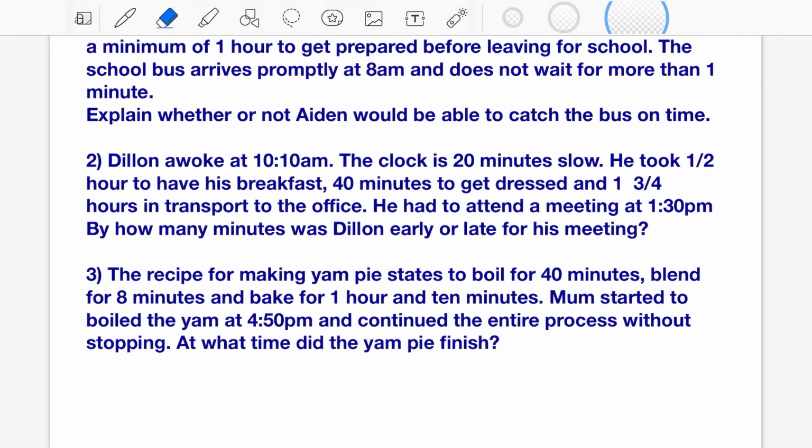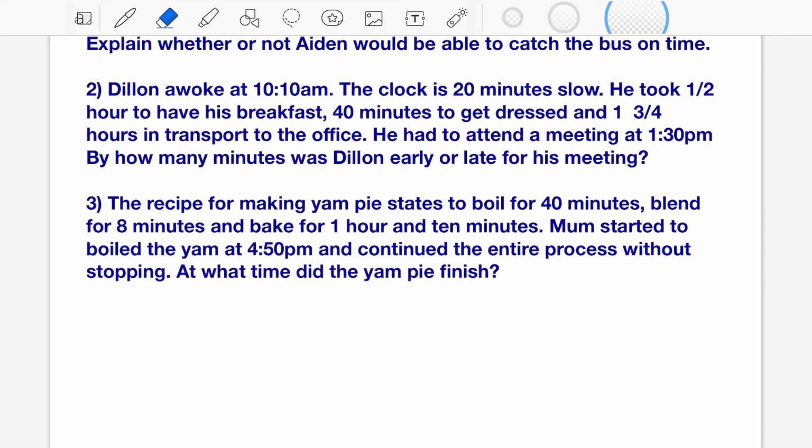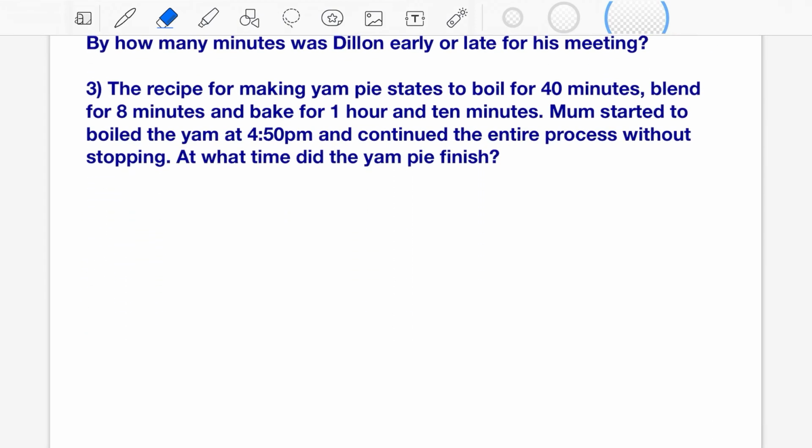So let's look at number 3. The recipe for making yam pies states to boil for 40 minutes, blend for 8 minutes, and bake for 1 hour and 10 minutes. Mom started to boil the yam at 4:50 p.m. and continued the entire process without stopping. At what time did the yam pie finish?